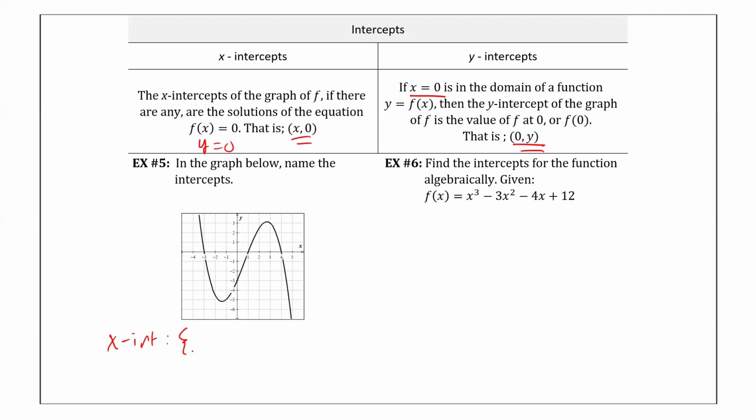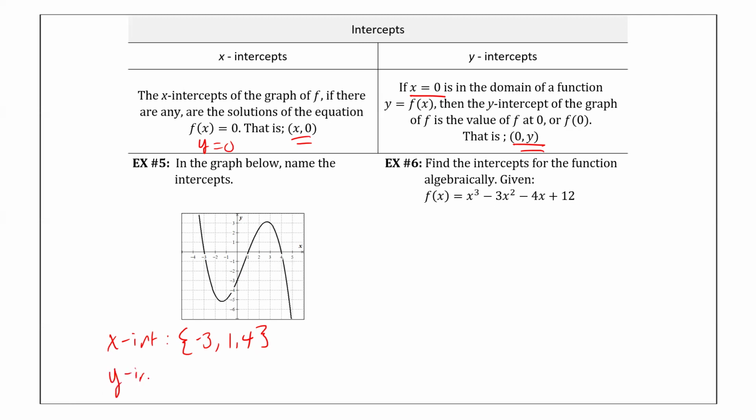We can write it as a set. Don't judge my braces. -3, 1, and 4. Those are actually fairly decent for me. It happens to the best of us.